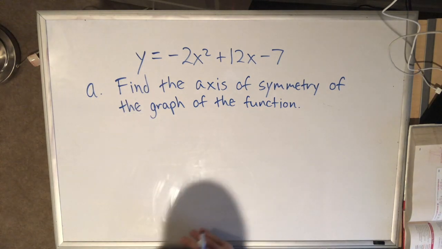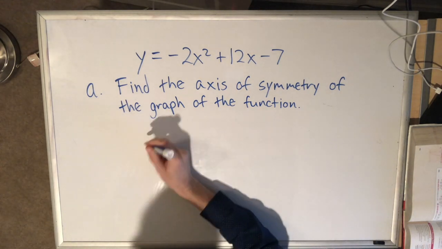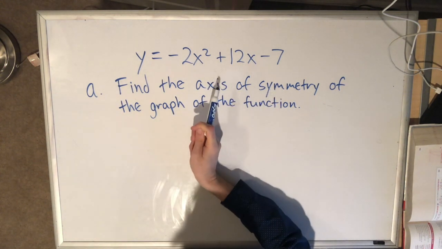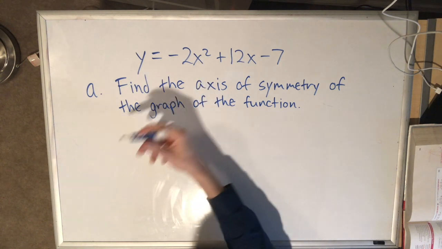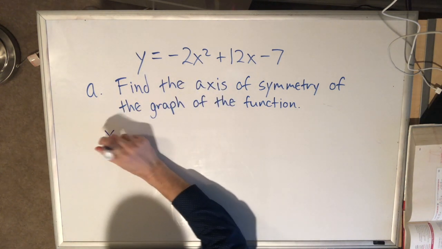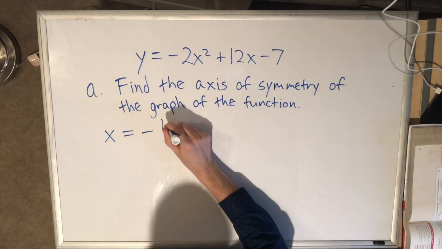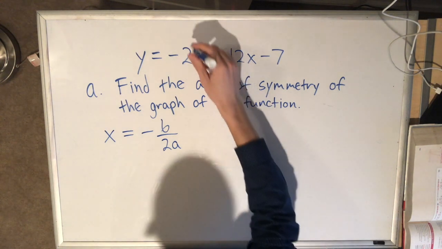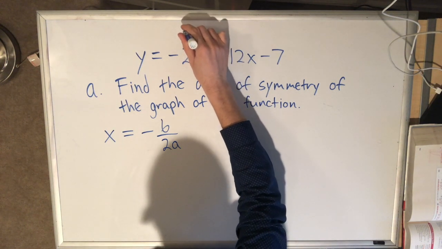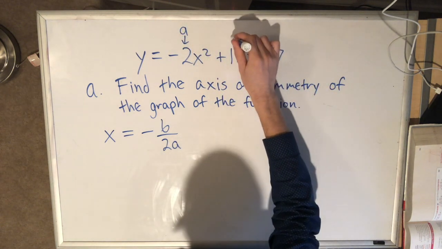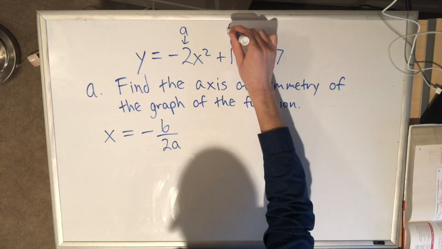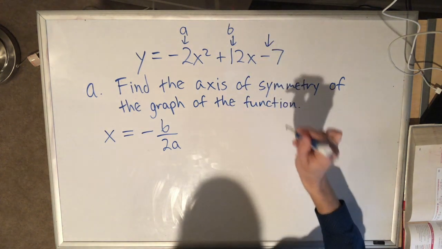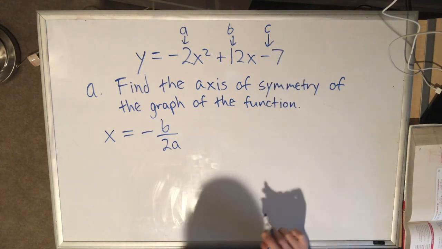A simple formula for finding the axis of symmetry of the graph of a quadratic function, an equation in which the highest power of the variable is 2, is the formula x equals negative b over 2a, in which a is the coefficient of the x squared term, so in this case a is negative 2, and b is the coefficient of the x term, in this case positive 12. Even though it's not in this formula, c is the constant, the number without the variable.